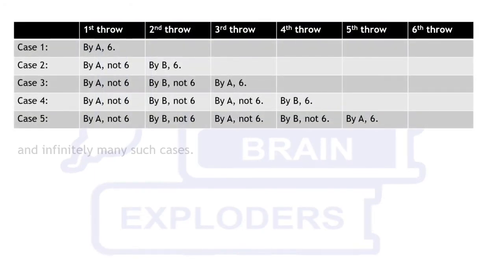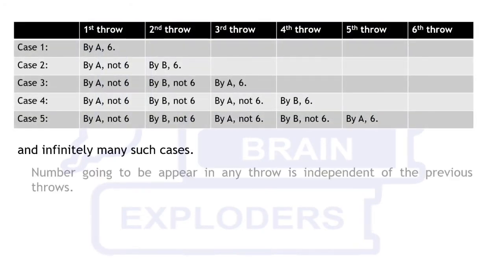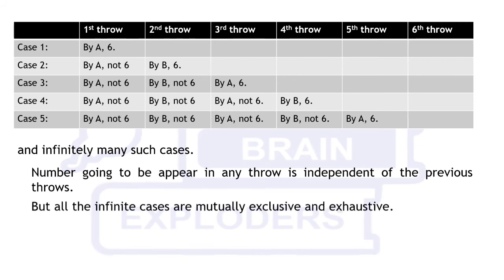The number appearing in any throw is independent of the previous throw, but all the infinite cases are mutually exclusive and exhaustive, because if the game ends like case 1, then obviously it may not end like case 4, and if it ends like case 4, then it may not end like case 3, and so on. So any two cases here cannot appear together. Now first we will solve the problem for a 6-sided die, then for an n-sided die.